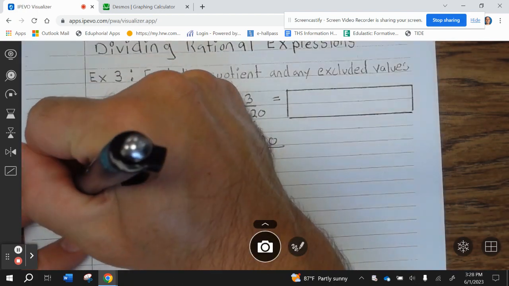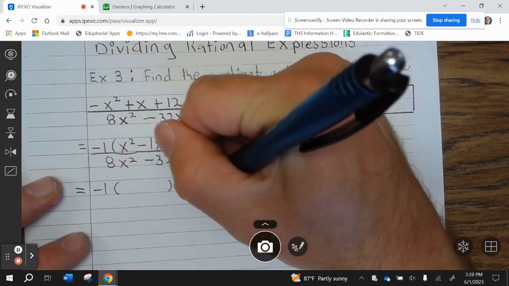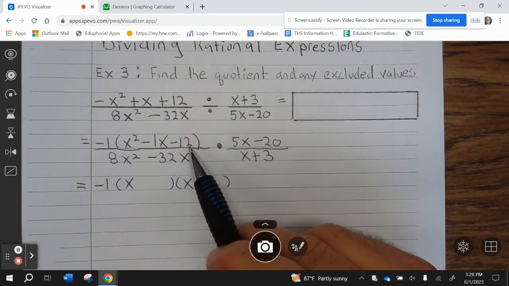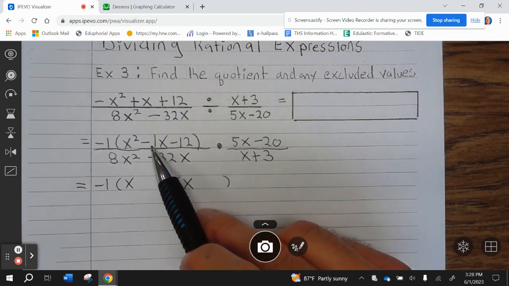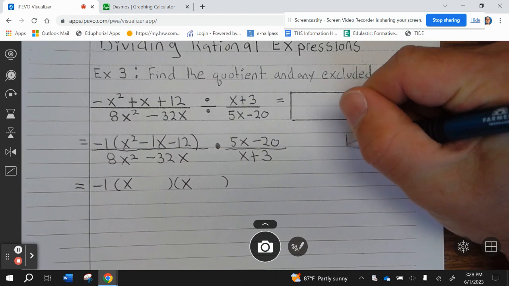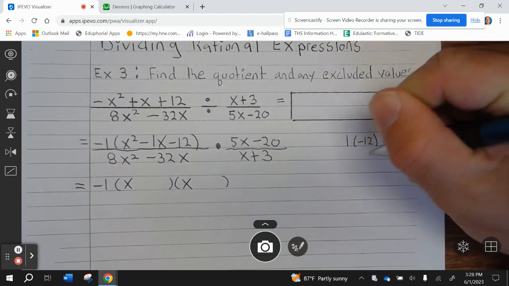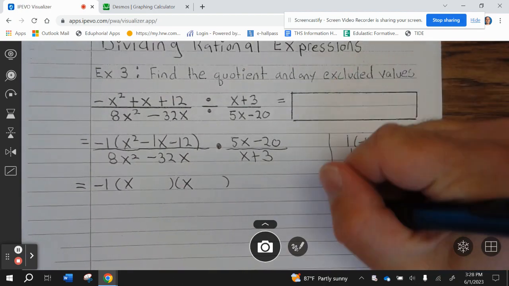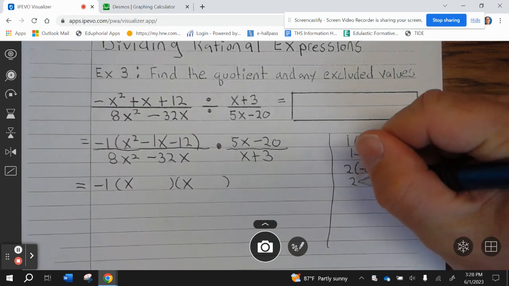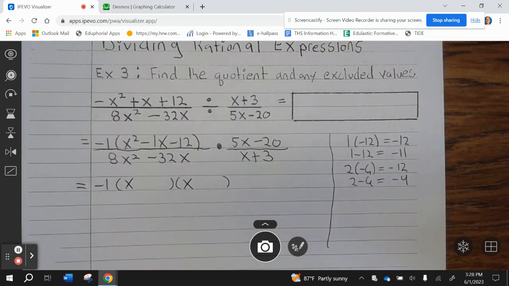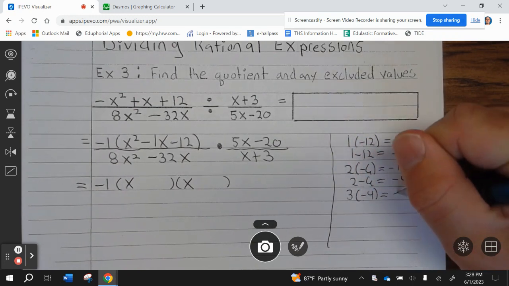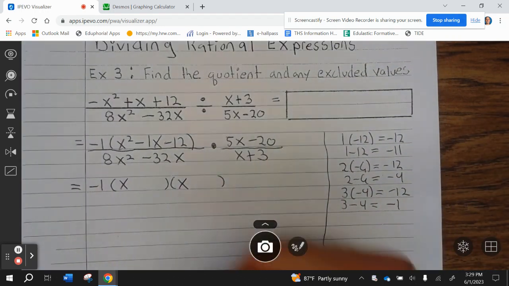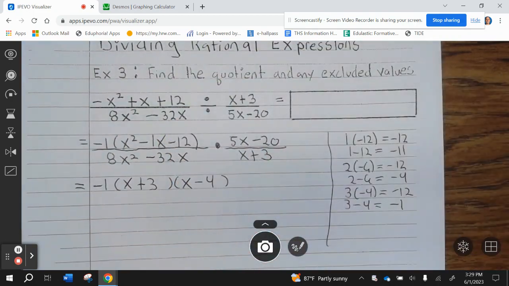Okay, so now we start factoring. Negative 1, two parentheses, x and x makes x squared. Now figure out what numbers multiply to give you negative 12 and combine to be negative 1. Since the middle number is negative, the bigger number is negative. So 1 times negative 12 is negative 12. 1 minus 12 is negative 11. That doesn't work. 2 times negative 6 is negative 12. 2 minus 6 is negative 4. That doesn't work. 3 times negative 4 is negative 12. 3 minus 4 is negative 1. So that's x plus 3, x minus 4.